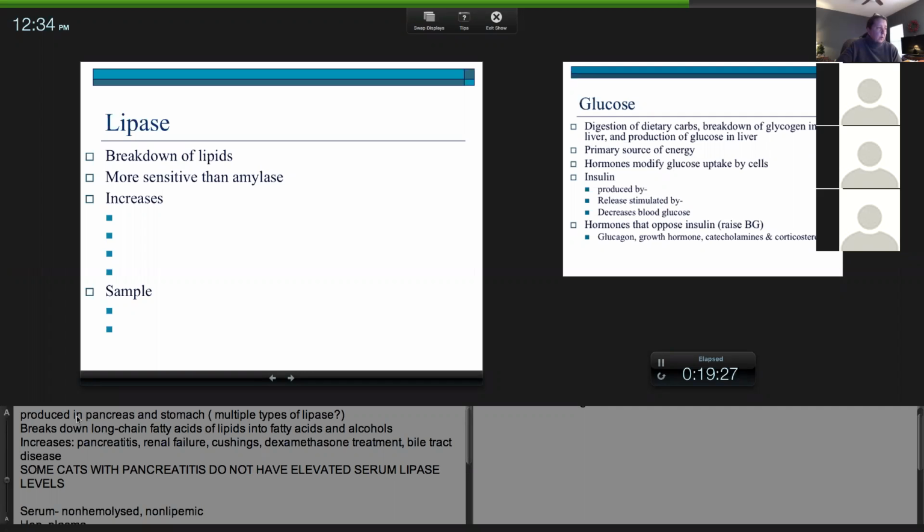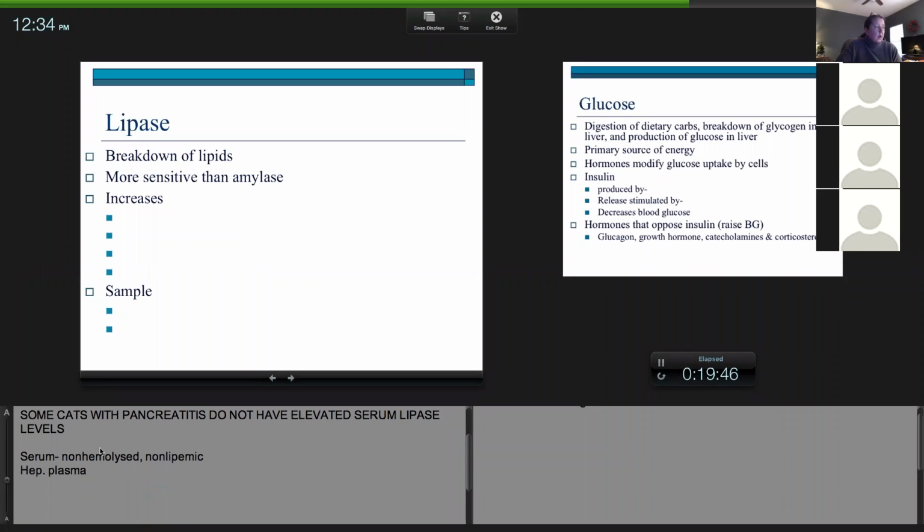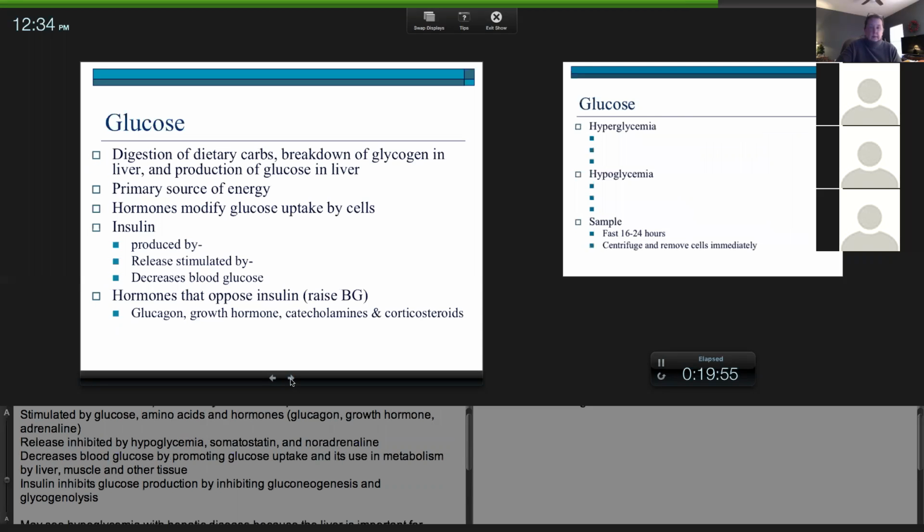I will tell you there's a note here that it is produced in the pancreas and the stomach, but usually when we're measuring it, the bulk of what we're going to see is coming from the pancreas. So even though there's a note about it being produced in the stomach, we're primarily going to look at the pancreas. Now your serum should be non-lipemic and non-hemolyzed, because that will affect the results. You can, again, use heparinized plasma. So hopefully you're seeing that we can use these samples interchangeably.